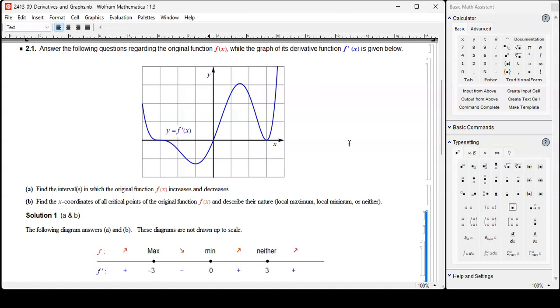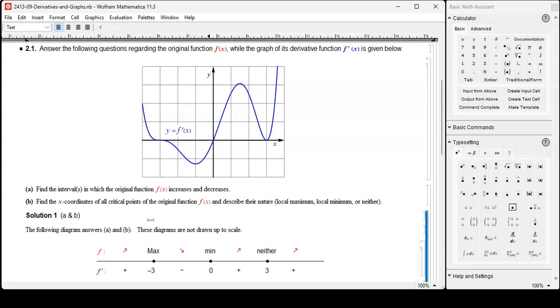And then these 3 numbers divide the number line in 4 intervals. First interval, above the x-axis, this graph is a derivative function. Above the x-axis is a positive derivative value. Below the x-axis, negative derivative value. Positive again, so positive, positive. Consequently, the original function is increasing, decreasing, increasing, and increasing.